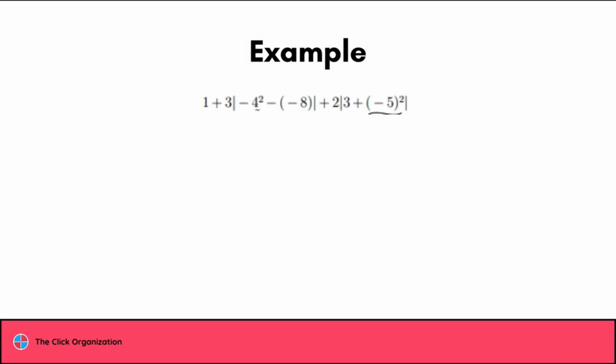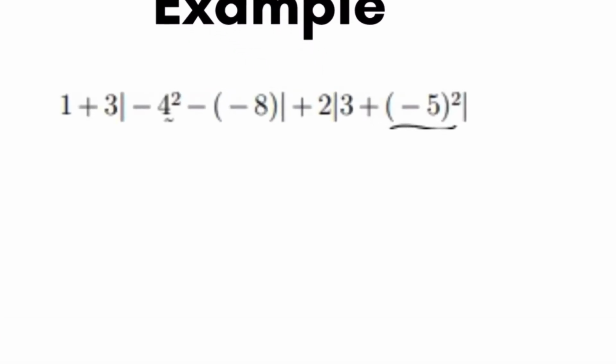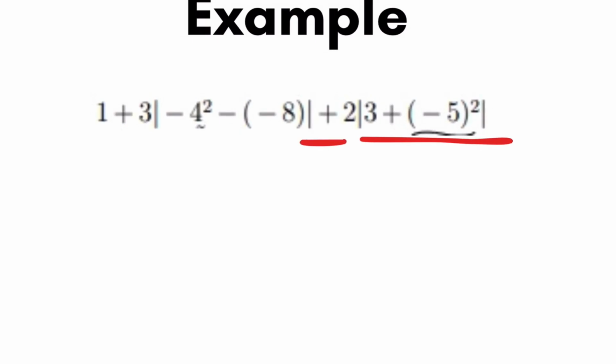So, as you can see, I have 1 plus 3, absolute value open, times minus 4 to the power of 2 minus times minus 8. And then we have absolute value again, plus 2, absolute value again open, 3 plus times minus 5 to the power of 2. So how many absolute values do we have in here? This is 1 absolute value, 2 absolute values, 3 absolute values. So basically all parts of the operation are in absolute values. Only 1 plus 3 is out.